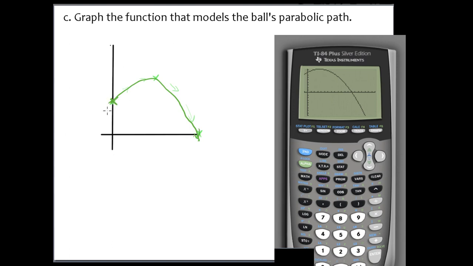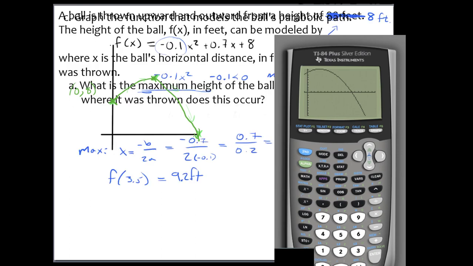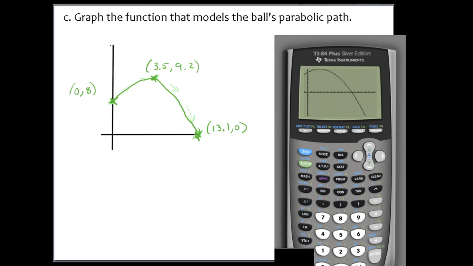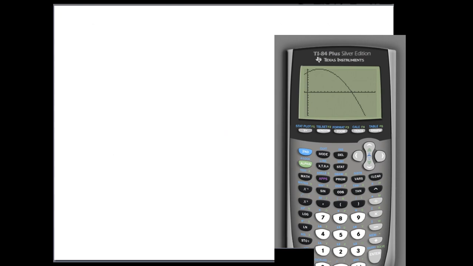Where does it start at? Right here. It starts at a height of 8 feet. Where was its maximum height? We found that it was 3.5 feet out at a height of 9.2 feet. So this is 3.5, 9.2. And then where did it hit the ground? We found that it hit the ground at 13.1 feet out. So that's what our graph looks like, and we've got 3 important points labeled. Great.